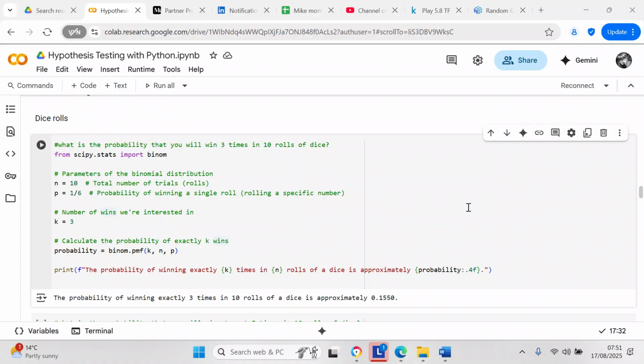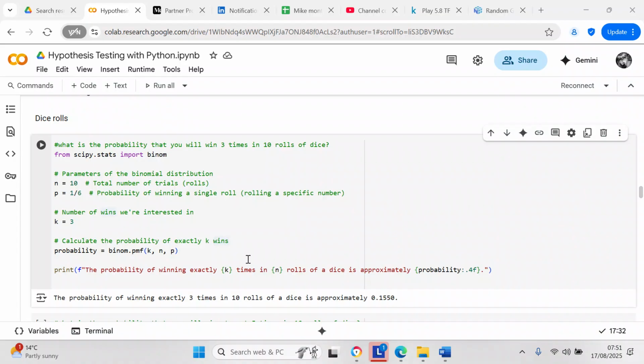We're going to set the parameters of the binomial distribution. n is the number of trials, equals 10. And p is the probability of winning a single roll and rolling a specific number, and that's 1 divided by 6, or 0.1667. The number of wins we're interested in is 3, so k equals 3. So you're going to have 10 dice rolls, the probability is 1/6, and you want to win 3 times out of 10.